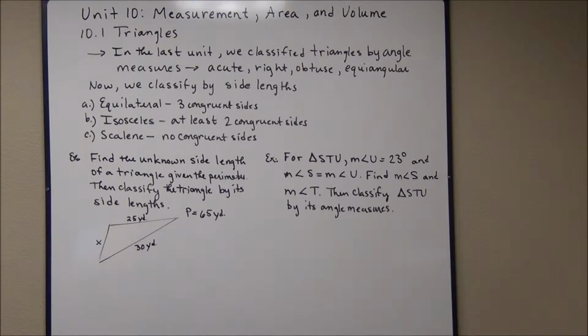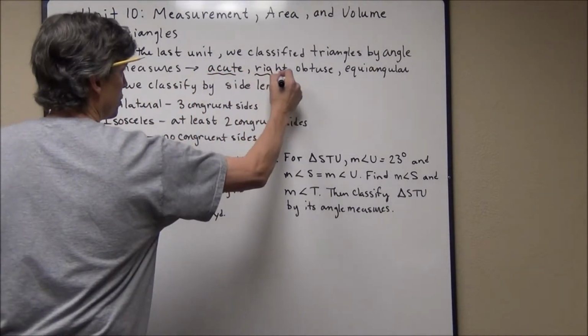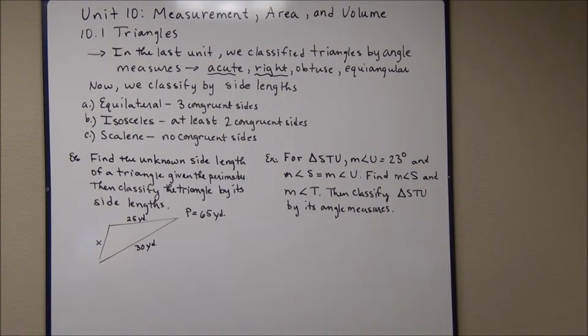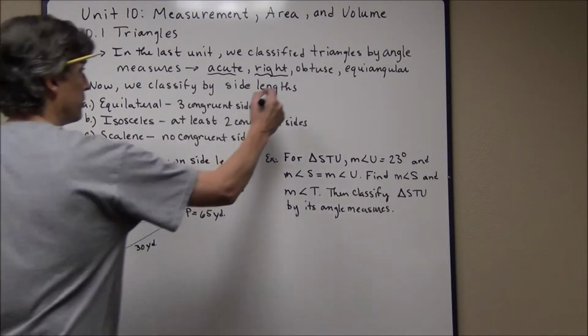Alright, we're going to start here with lesson 10.1 on triangles. And as I have written down in the last unit, we classified triangles by angle measures. Remember, if all three angles were less than 90 degrees, acute angles, it was called an acute triangle. If we had one angle that was a 90-degree angle, a right angle, it was called a right triangle. We have acute triangles. We have right triangles. If one of the angles of the triangle was more than 90, it was an obtuse angle, therefore it was an obtuse triangle. Obtuse here.